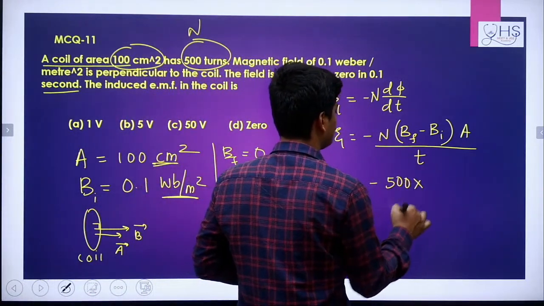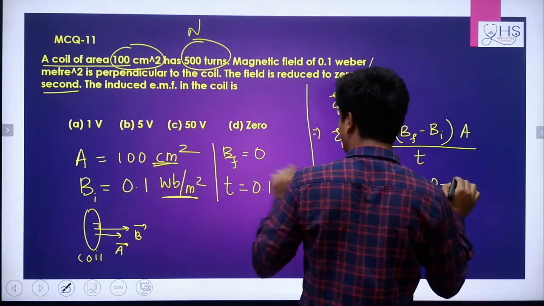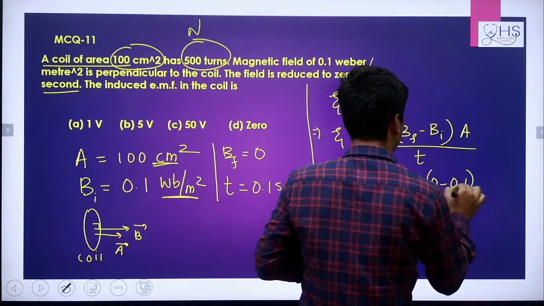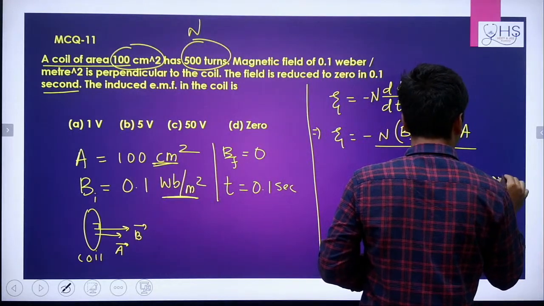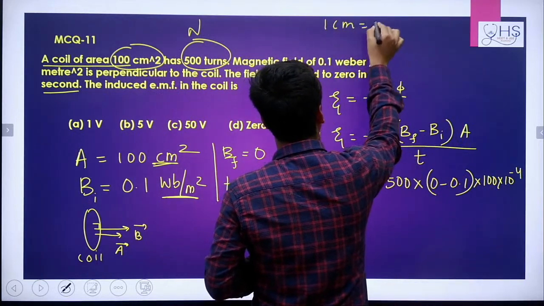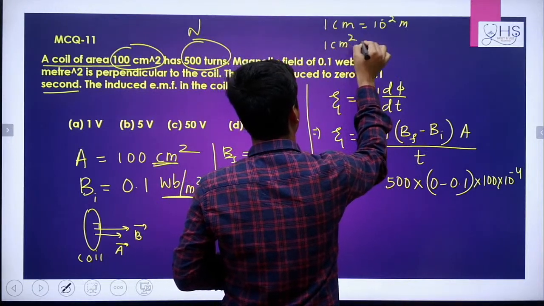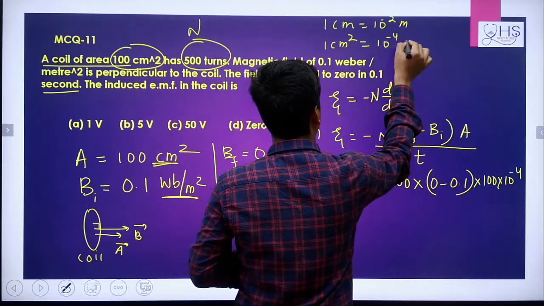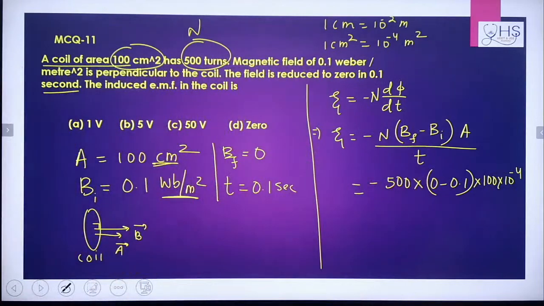So it is 500 into B final, I can say 0, minus B initial, that is 0.1, into area. So what is area? 100 centimeter square. I can write 100 into 10 to the power minus 4, because you know 1 centimeter is 10 to the power minus 2 meter and 1 centimeter square is 10 to the power minus 4 meter square. So I converted centimeter square to meter square.